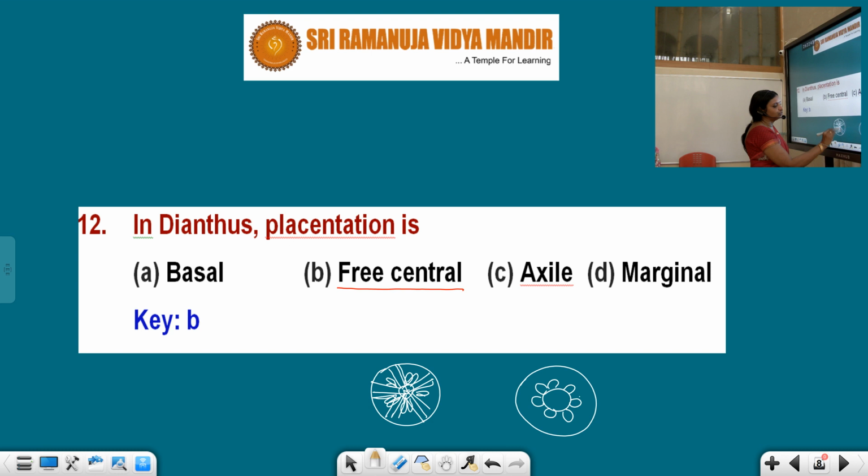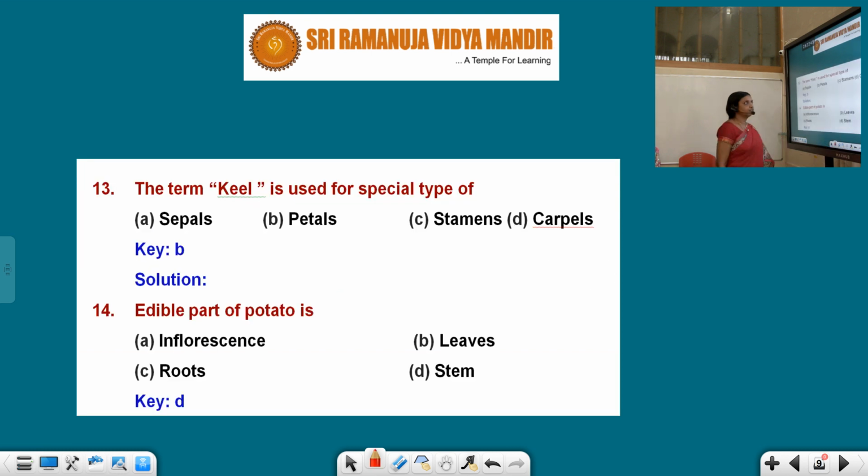See the 13th one. The term keel is used for a special type of... Very good question. Where do we use the word keel, and for which organ do we use this word? We use this for carpels? No, not carpels. Not even stamens. Then what is it? Sepals? No, this is also not. The word keel is used for petals.